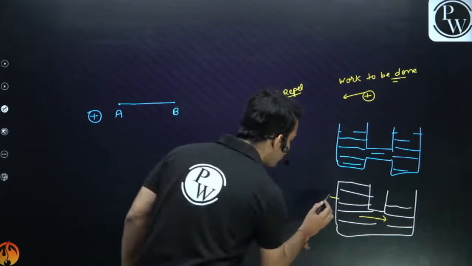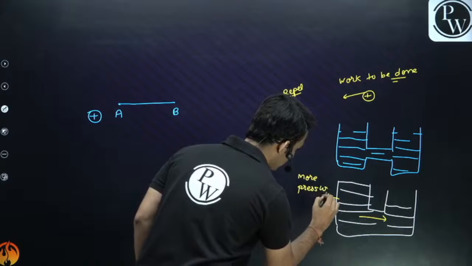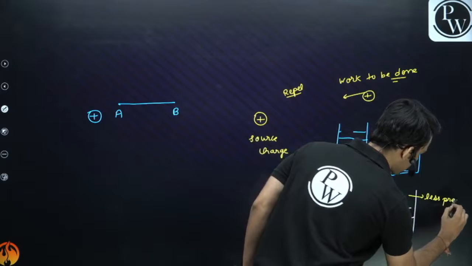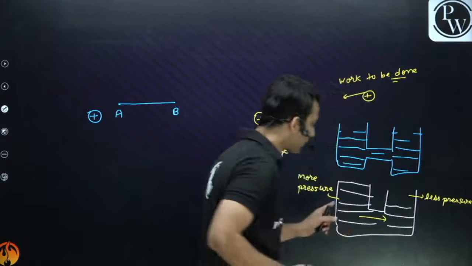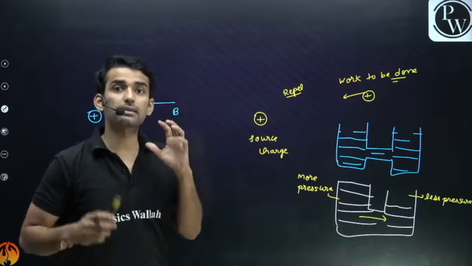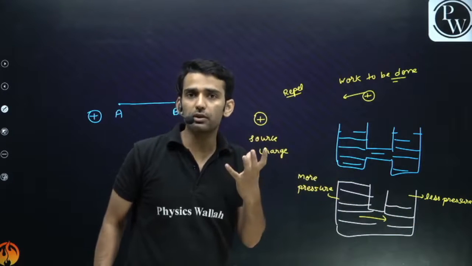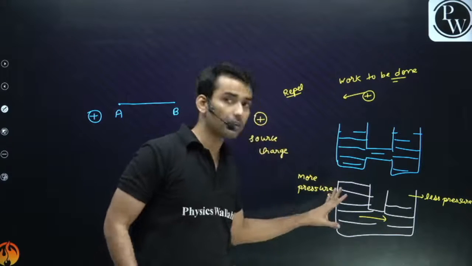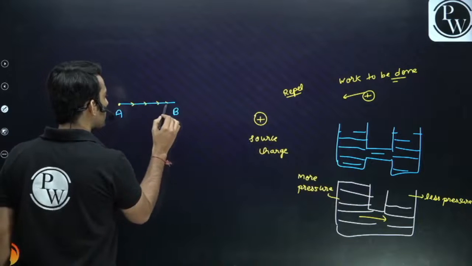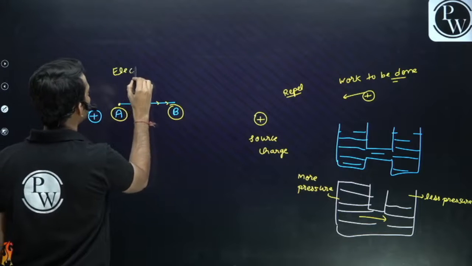Here we have more pressure, here we have less pressure. So that's why water flows from high pressure to low pressure. There is a gradient, something pushing the water to go from here to here. Some external push is required, a difference of pressure. Similarly, if you want charge to go from A to B, there has to be a difference of a certain parameter known as electric potential.